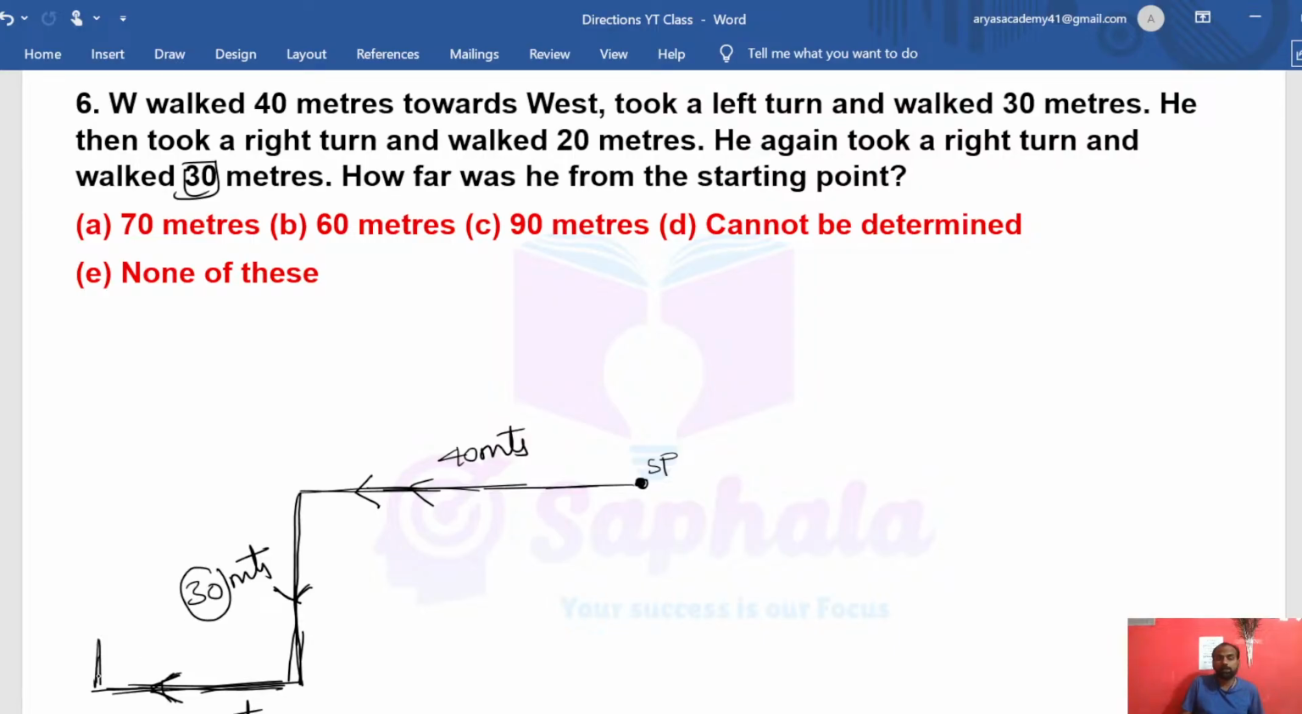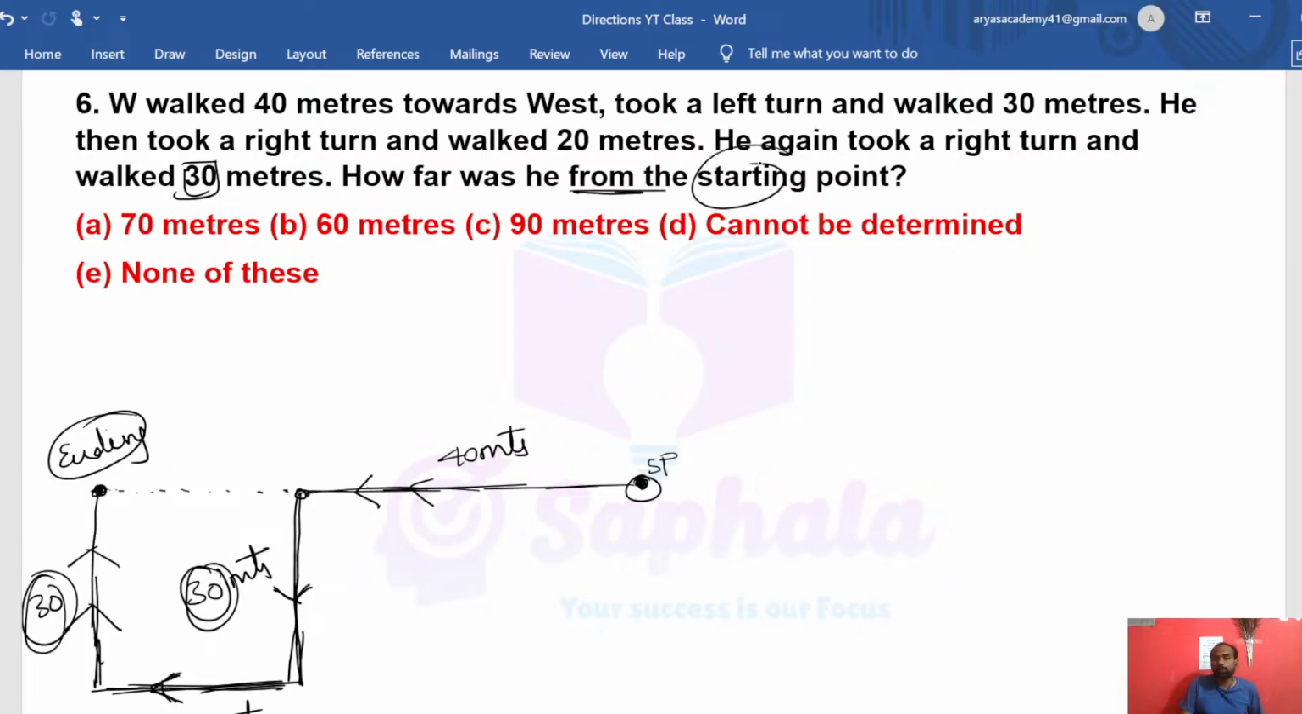So when he turns this way and moves for 30 meters, obviously he has to be in a straight line. He turned towards right and walked another 30 meters, so this is also 30. This point, this point and this point, the starting point and the ending point. This is the ending point, right? The ending point and starting point will both be on the same straight line. Now what is the final distance from the starting point? From here, what is the distance?